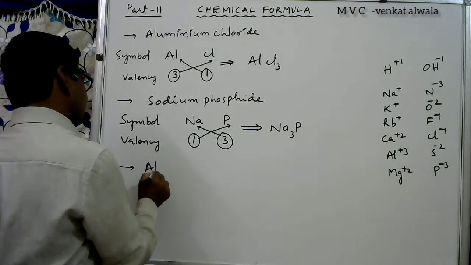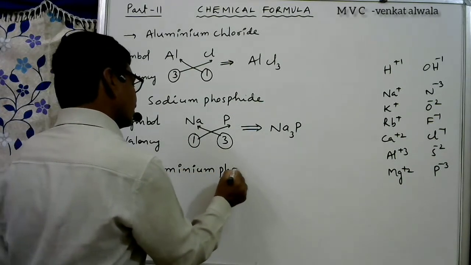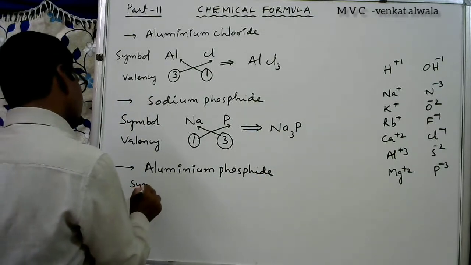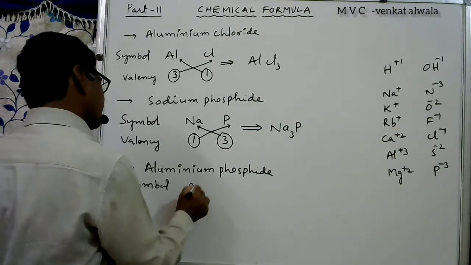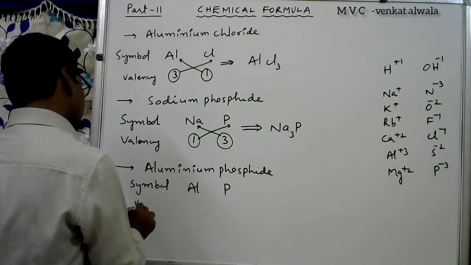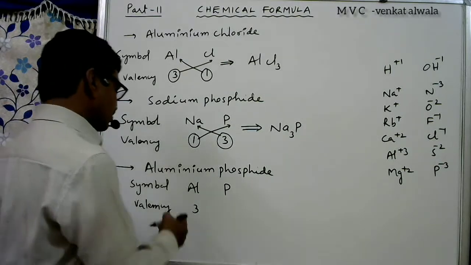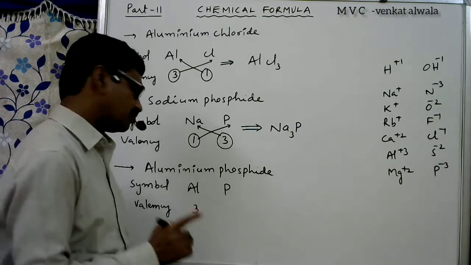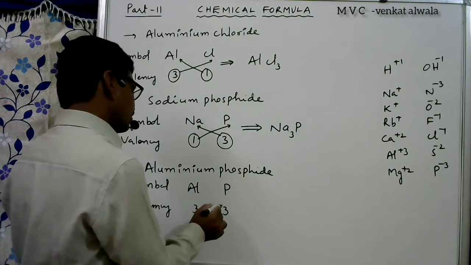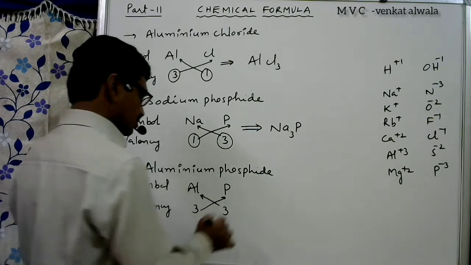Similarly, here I am taking aluminum phosphide. Aluminum symbol is already written here, Aluminum Al. Phosphide P. So what is the valency of aluminum? It is 3 plus, but valency is combining capacity, just a number. Phosphorus has combining capacity minus 3. So here these values, we have to crisscross. So what is the formula now?